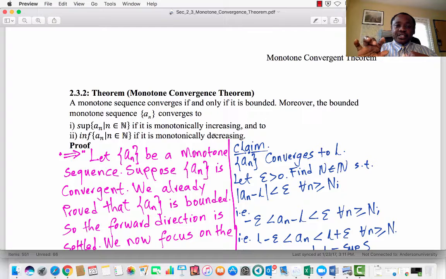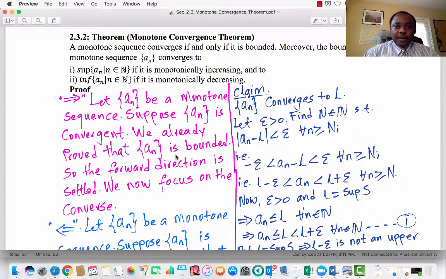That is the forward direction. The reverse direction: if a sequence is monotone and bounded, then 1, it converges to the supremum if it is monotonically increasing; 2, it converges to the infimum if it is monotonically decreasing. Let's go ahead and prove that. Okay, the forward direction. Let an be a monotone sequence. Suppose an is convergent, we have to prove that an is bounded.